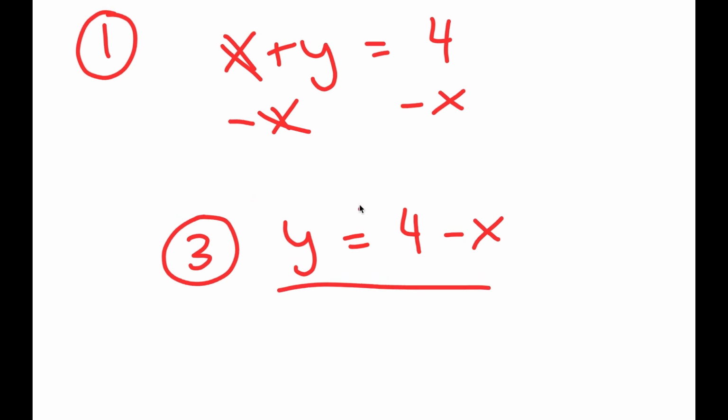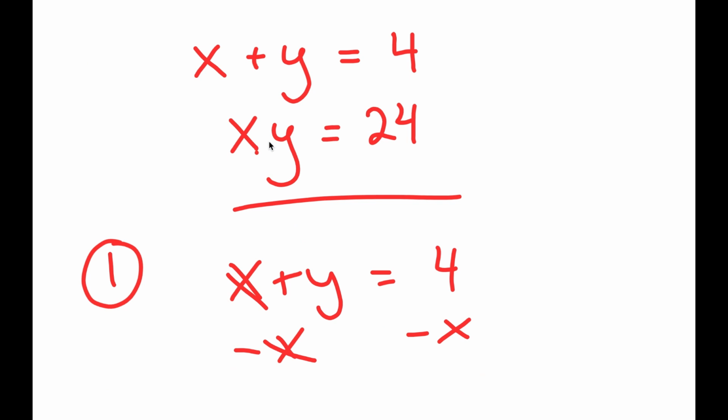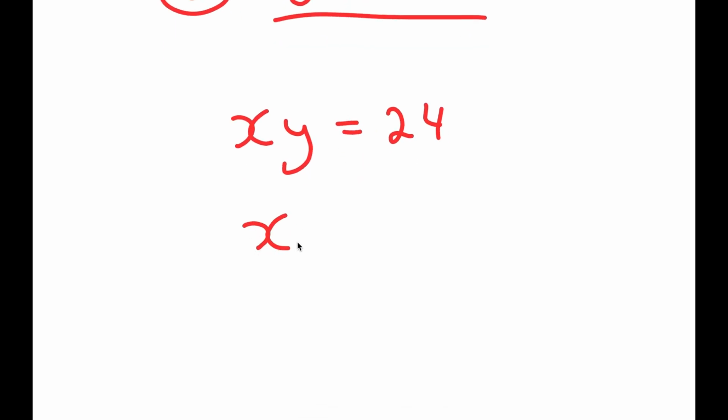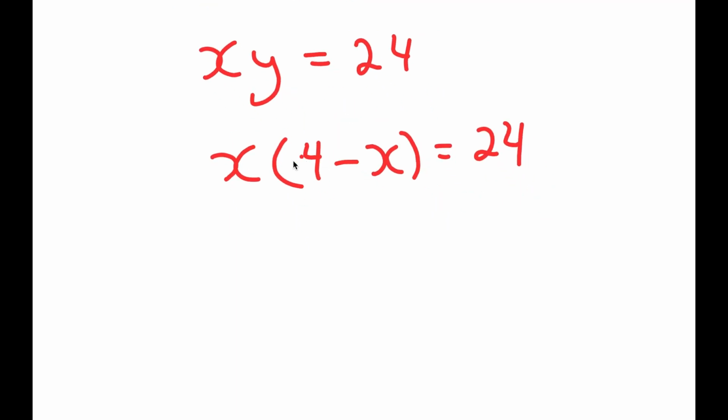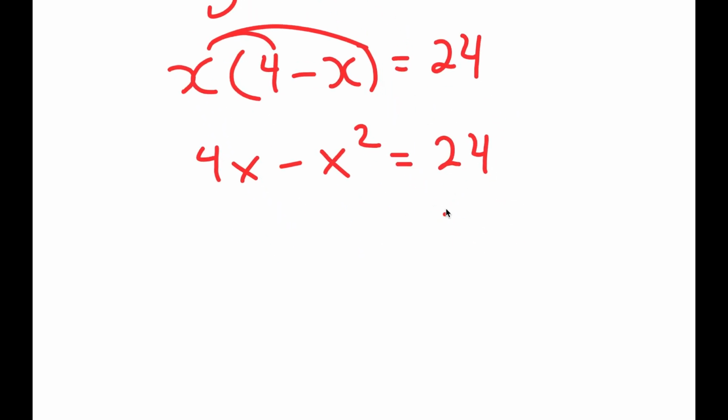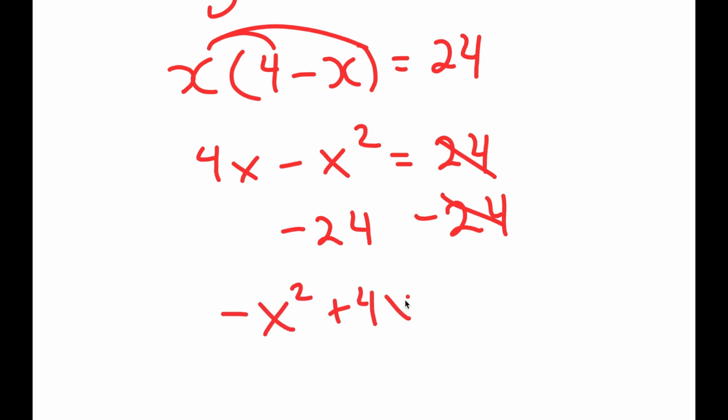Now that we have the value of y, I'm going to go back over here to our second equation, x times y equals 24. And if x times y equals 24 and y is equal to 4 minus x, then I get x times 4 minus x is equal to 24. Now if I distribute the x, I get 4x minus x squared is equal to 24. And now I'm going to subtract 24 on both sides. So I get negative x squared plus 4x minus 24 is equal to 0.